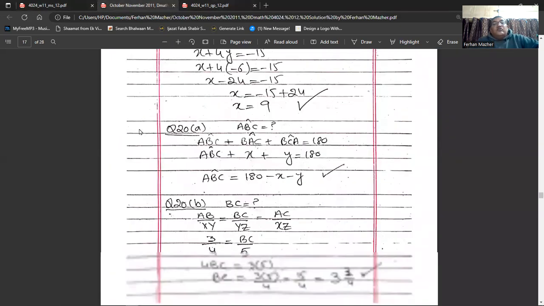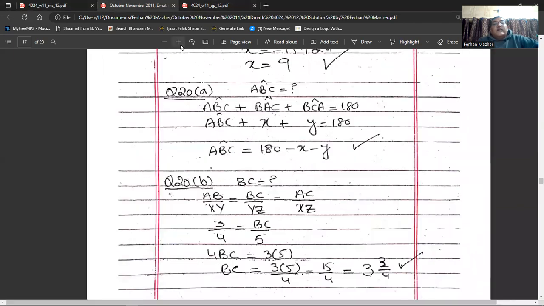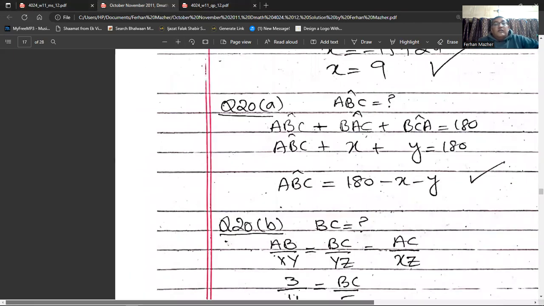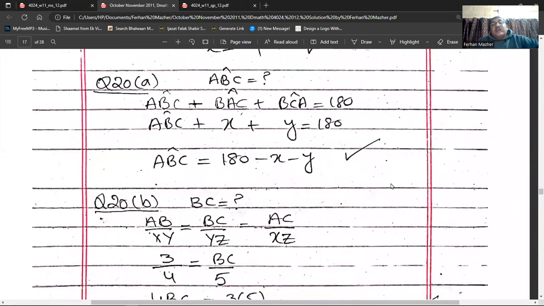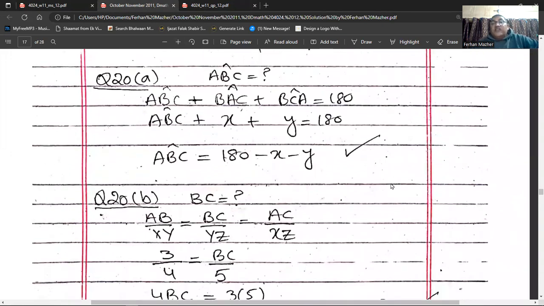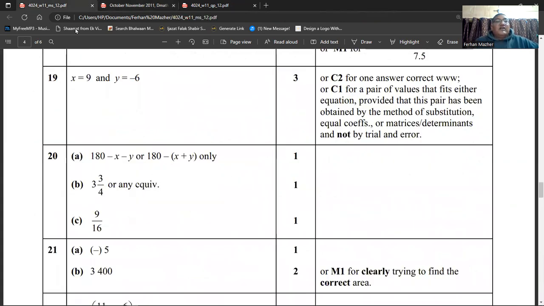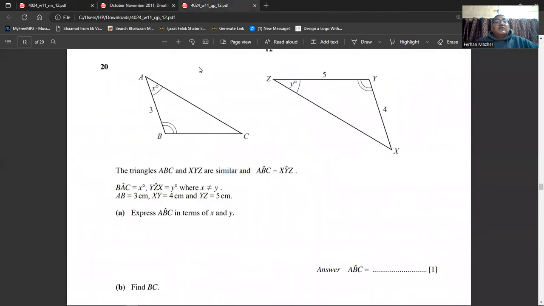Okay, so let me show you the solution here. The angle ABC plus the angle BAC plus the angle BCA equals 180, because the sum of the internal angles of a triangle is equal to 180. So ABC plus X plus Y will be equal to 180. So ABC will be equal to 180 minus X minus Y. Simple and straightforward. So this is the right answer, sir.